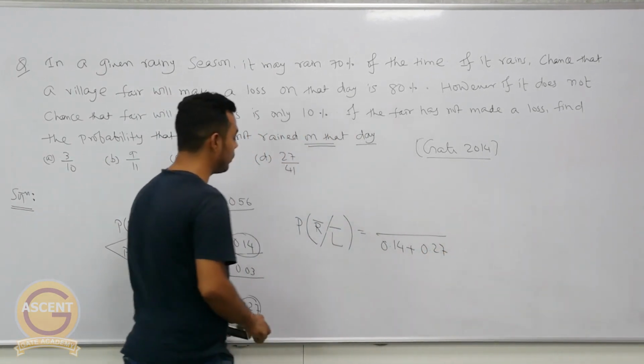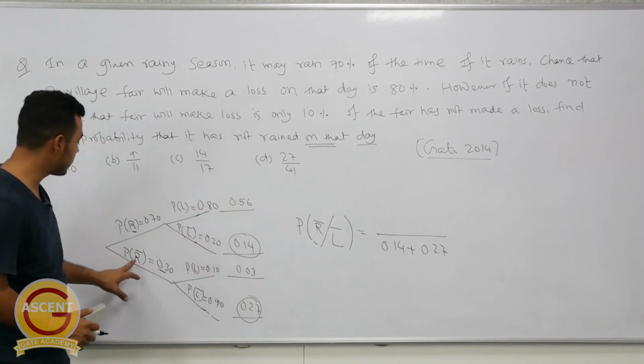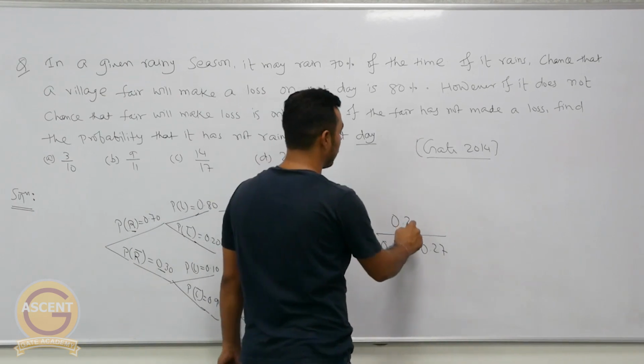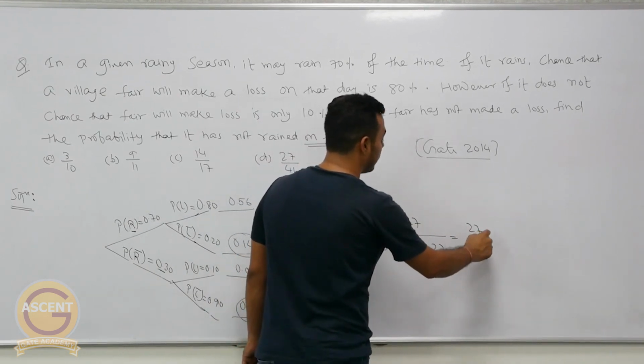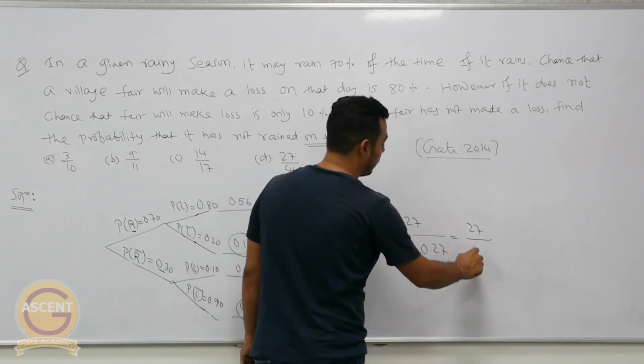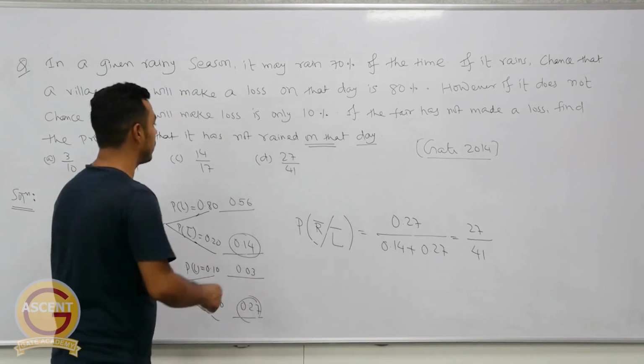And in the numerator, since we have to find the probability that it has not rained, we have to write this term 0.27. So this will be 0.27. Now if you multiply by 100, you will get 27, divided by 27 plus 14, which is 41. So your correct answer is option D.